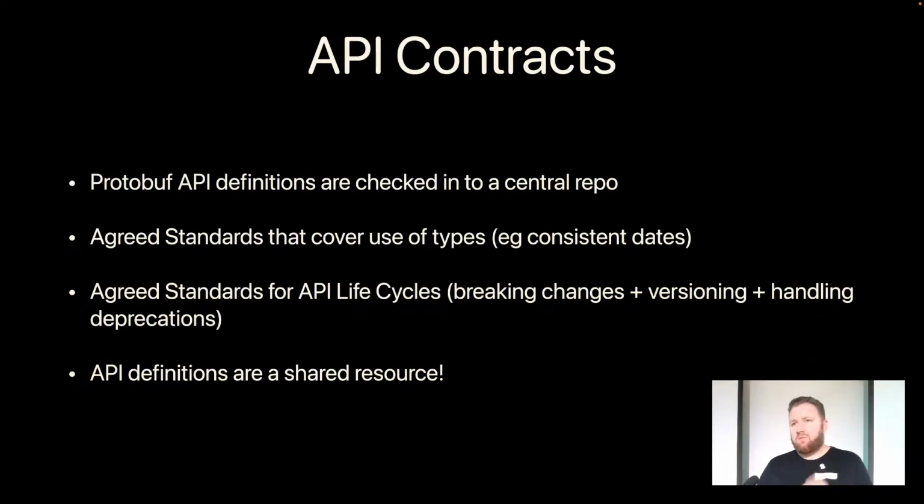We also have agreed ways we do API lifecycles. So no more sudden breaking changes. We have an agreed way of how breaking changes are handled, how versioning is done, how deprecations are communicated and managed, all of that sort of stuff. And APIs are considered to be a shared resource.